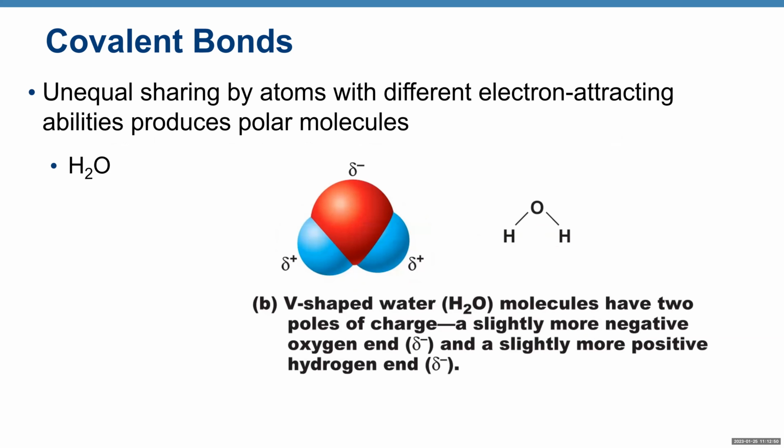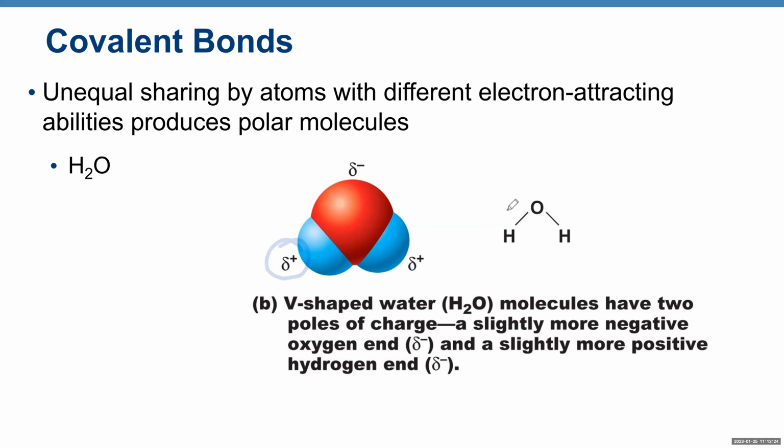A covalent bond can also be formed when we have unequal sharing by atoms with different electron-attracting abilities, and then we produce polar molecules. So an example would be water. The V-shaped water molecule has two poles of charge, a slightly more negative oxygen end, shown here, and slightly more positive hydrogen ends, right there.